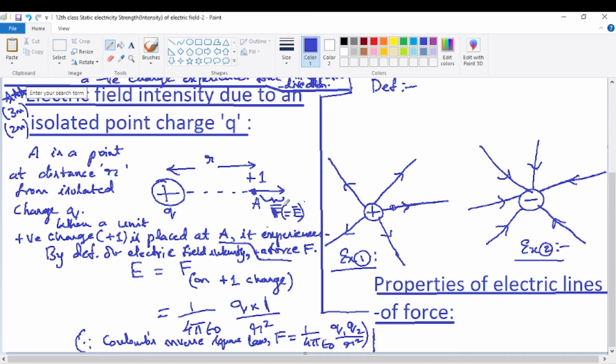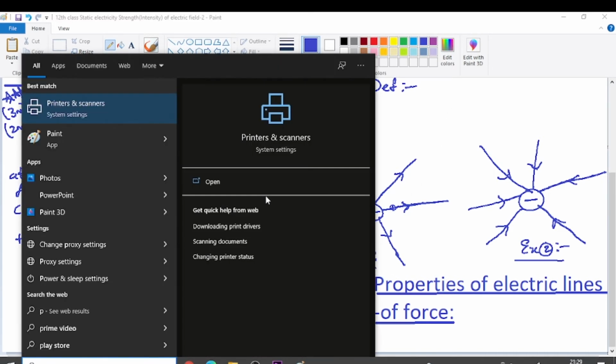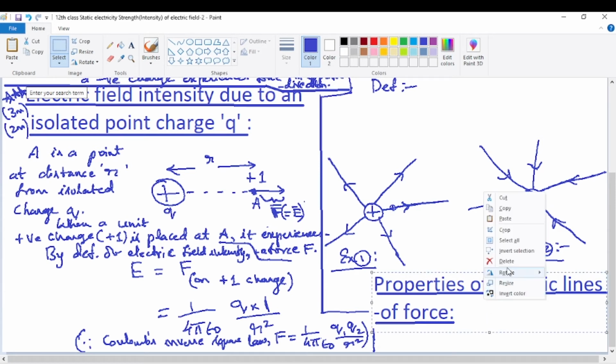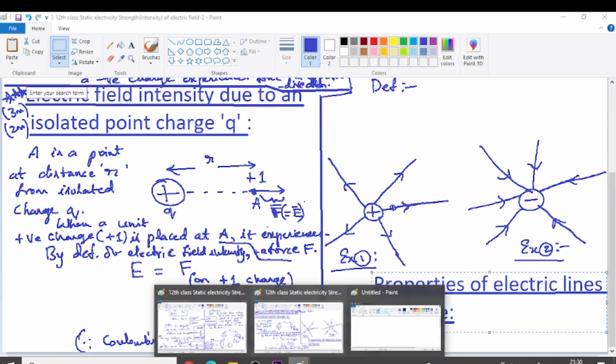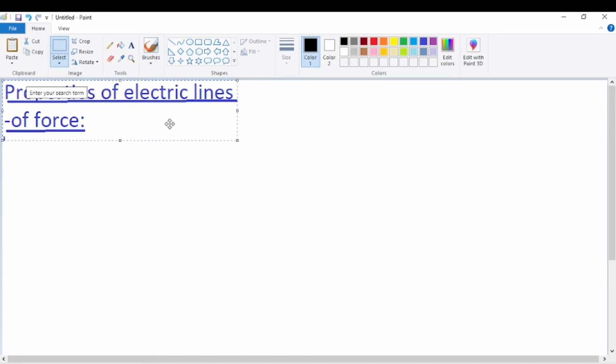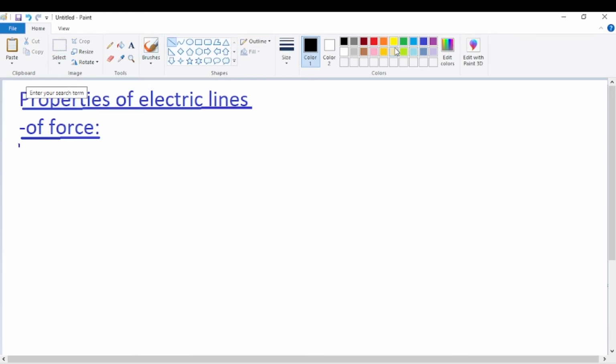Actually there is no place here, so I'll do one thing. Properties of electric lines of force, the side heading, I'll just shift it to another page so that this space will be there for the diagram. So this is the new page. Now we'll come back to the regular page.